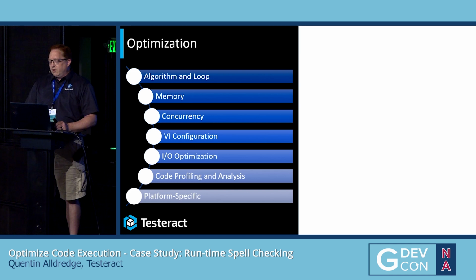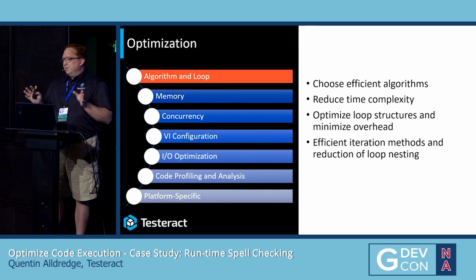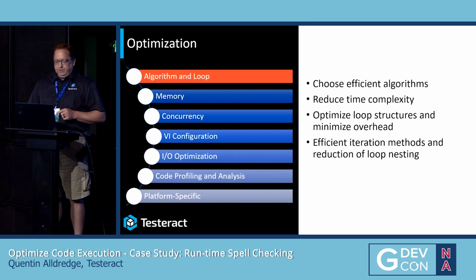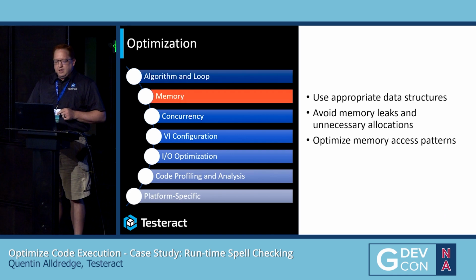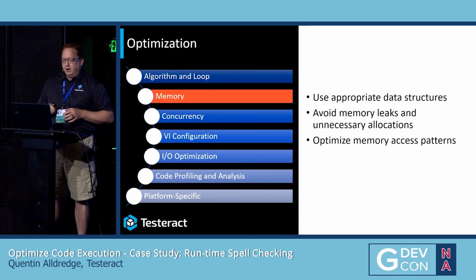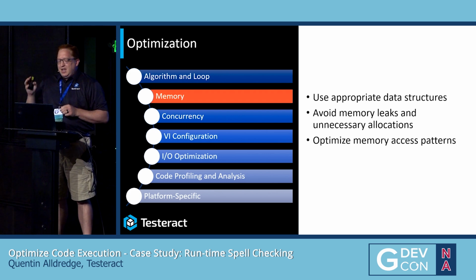For algorithms and loops, when I talk about algorithm and loop optimization, you want to do as few iterations as possible. You want to use efficient data structures, avoid memory leaks, that sort of thing. For the memory category, this is the appropriate data structures, optimizing your memory access, and that sort of thing. I'm going quickly through these because I want to get to the fun part, which is the game.